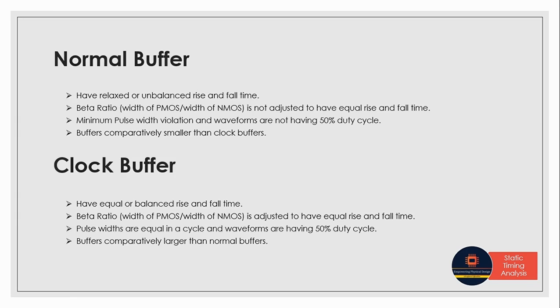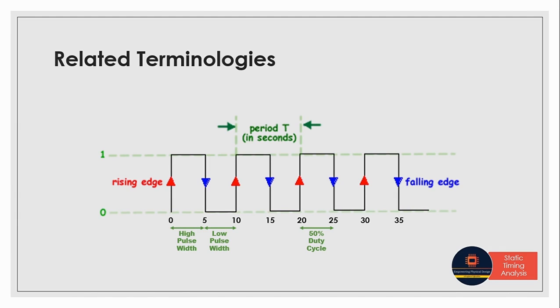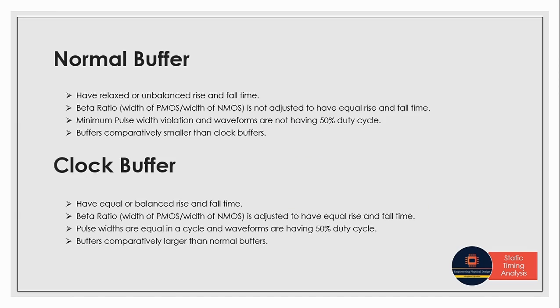That's why we should go for clock buffers rather than normal buffers, because in normal buffers the beta ratio, that is the ratio between the width of PMOS and width of NMOS, is not adjusted, and that's why we are not getting equal rise and fall time. And since equal rise and fall time is not happening, we are basically violating the pulse width. According to the previous waveform we have seen, if pulse widths are matched, then only a 50% duty cycle will come, otherwise it won't. If a 50% duty cycle is not coming, pulse width violation is happening, and then this buffer can create a lot of issues in our circuit.